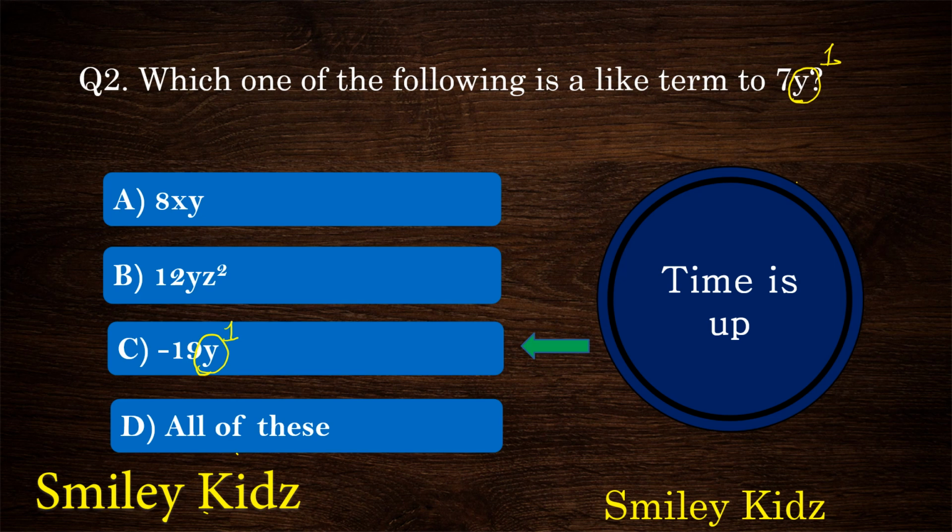What about the other options? Option A is 8xy. There is no variable x in the 7y. So option A is wrong. What about option B? 12yz square. So there is no variable z in 7y. So this is also wrong. And of course option D is also wrong. So the right answer is option C, which is minus 19y. Minus 19y is a like term to 7y.